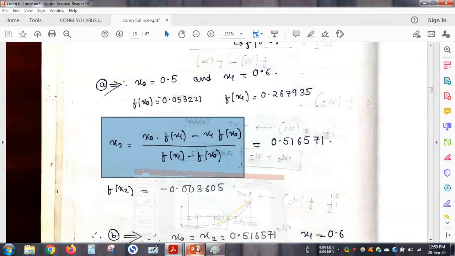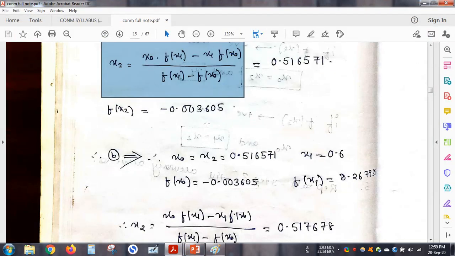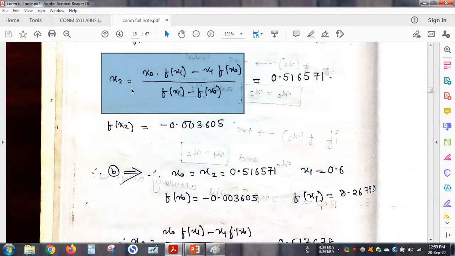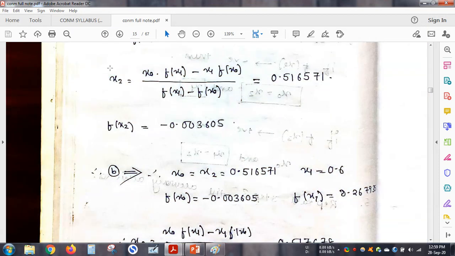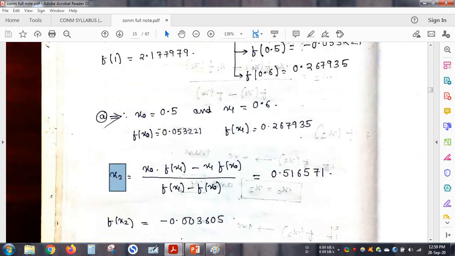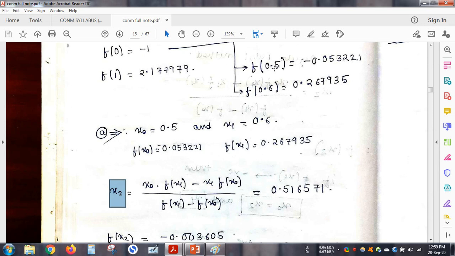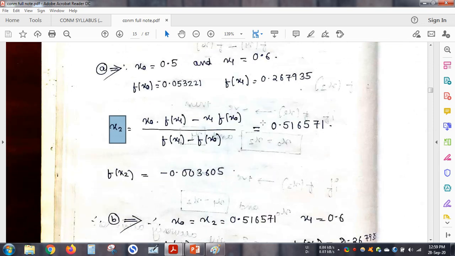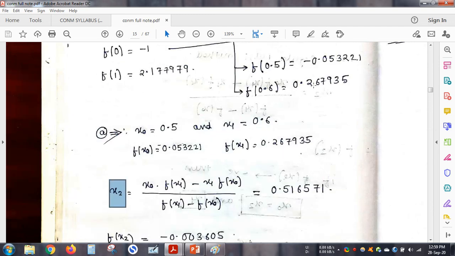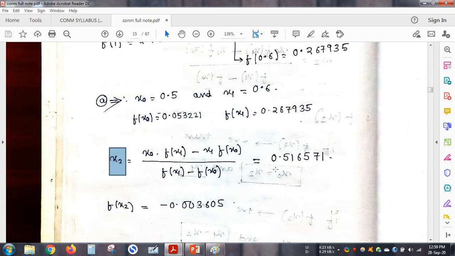So in the next step, what did I find? My approximated root is 0.5167, isn't it? And what is the value at that point? It is negative. So you see, at 0.5 it is negative, at 0.51 it is negative, and at 0.6 it is positive. So my root now lies between what values? It's between 0.516771 and 0.6.